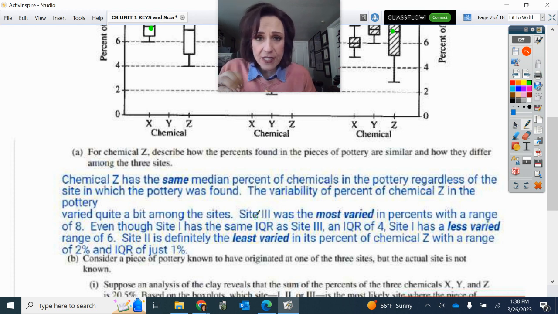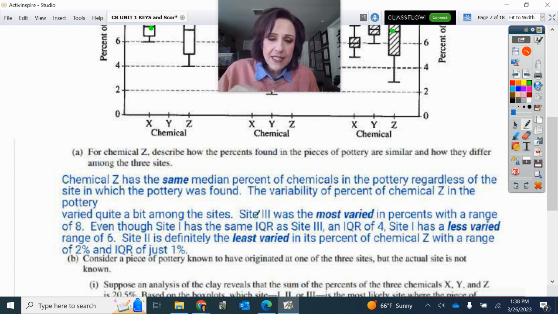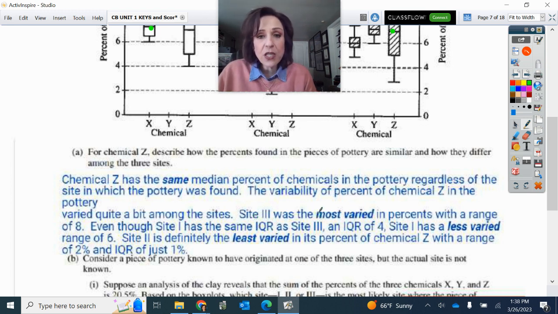Remember, when we use comparison, you need to use comparative language. More varied, less varied, more than, less than, more skewed, if you were doing shape, that kind of thing. So make sure you use comparative language. So site 3 was the most varied in the percents, and then I gave an actual number. Even though site 1 has the same IQR as site 3 of 4, it is less varied, with a range of 6. So I'm going into a lot more detail.